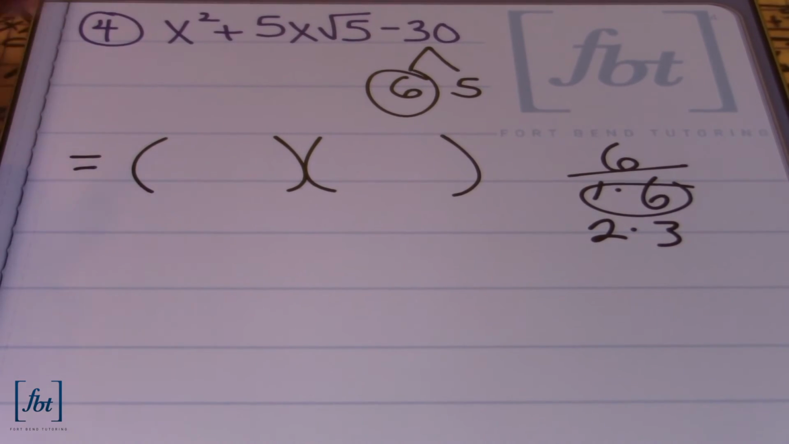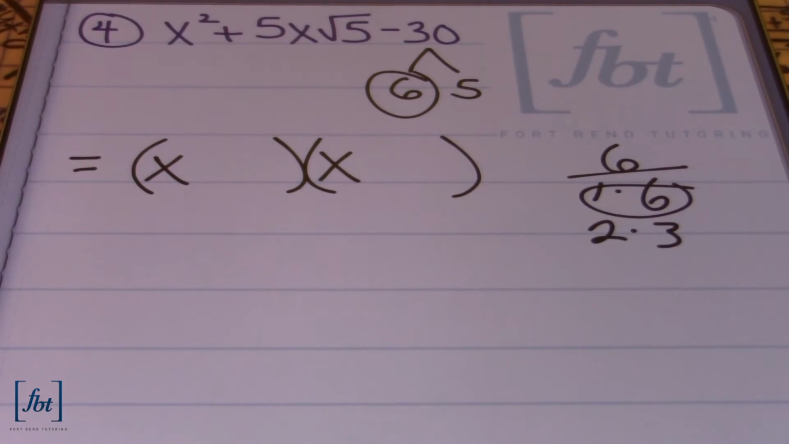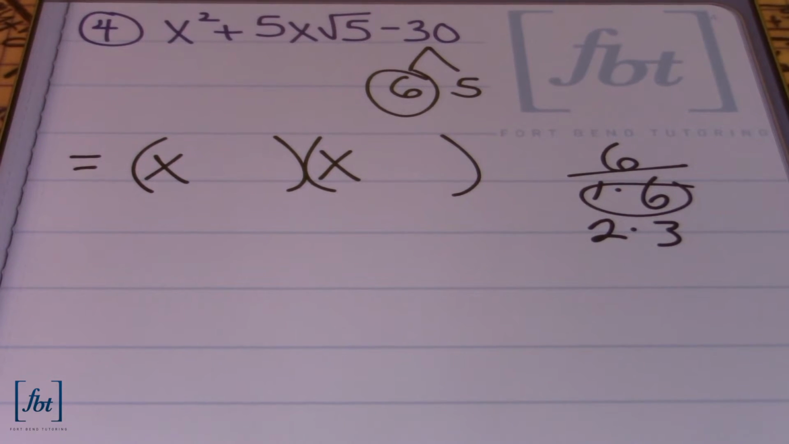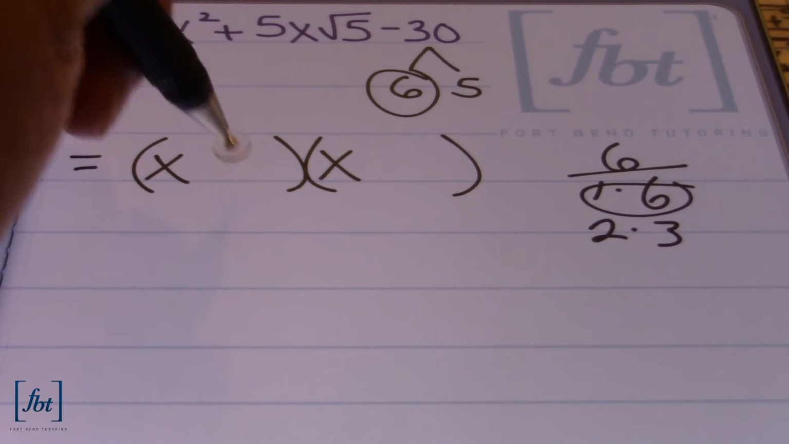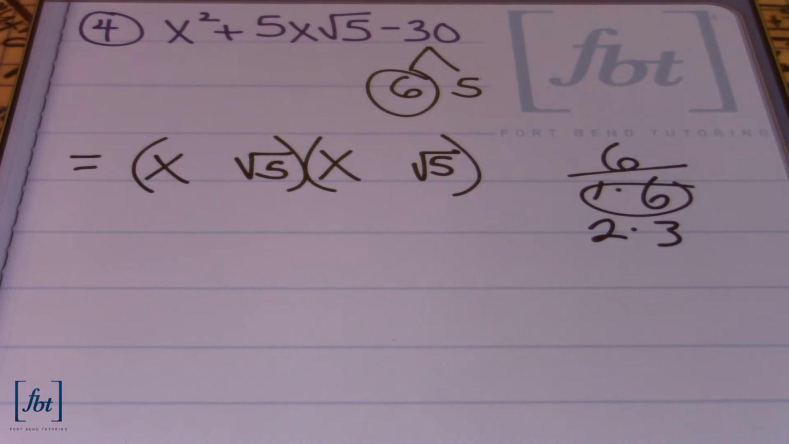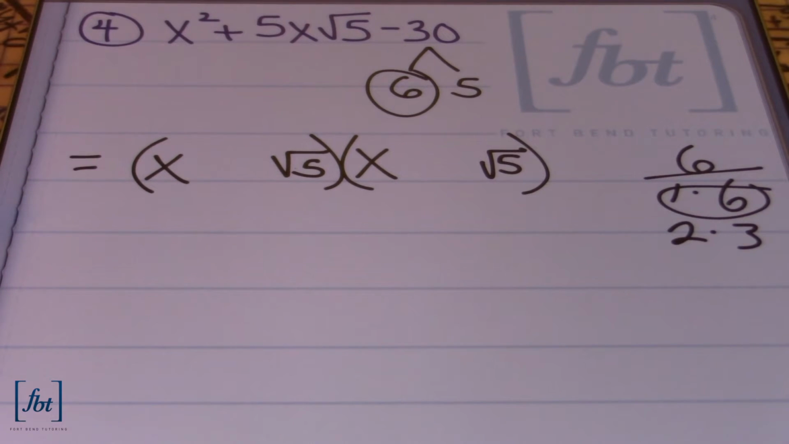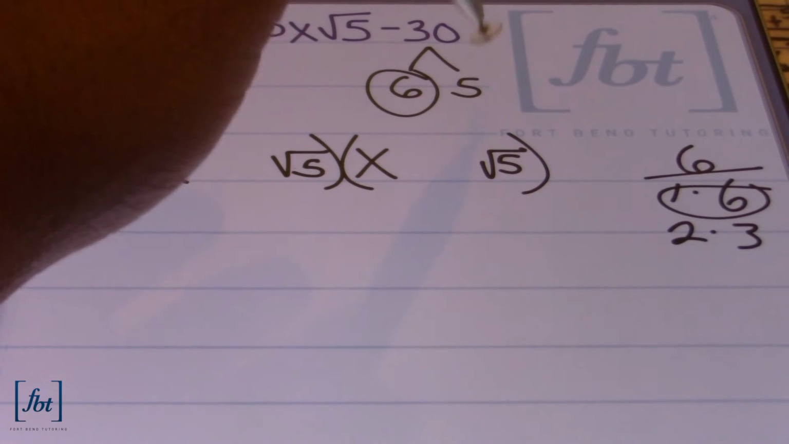Your first term for each binomial will be your variable x. Why? Because x times x gives you x squared. Then, because we'll have that square root of 5 in play, let's go ahead and put that in there. Square root of 5, square root of 5. We have our variable x, multiplying to give us our x squared. We have the square root of 5 times the square root of 5 to give us this 5 right here.